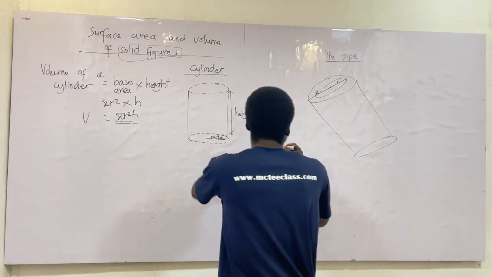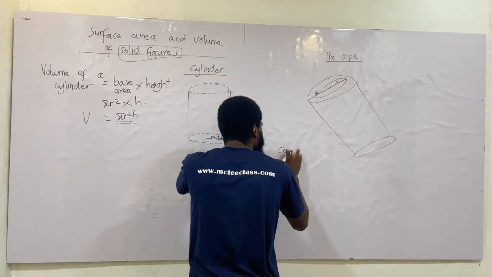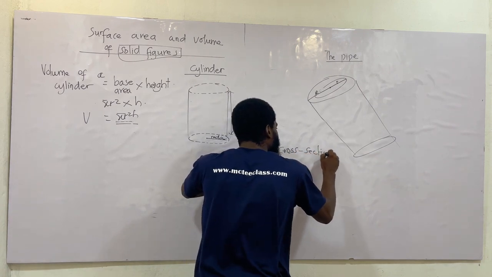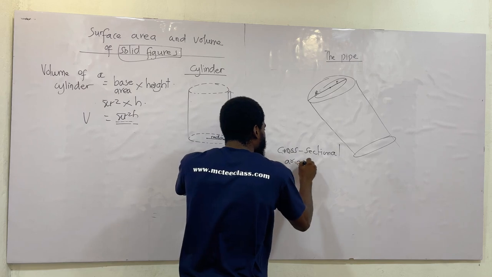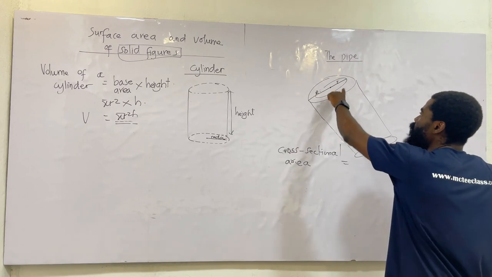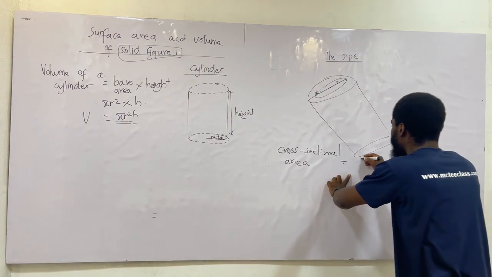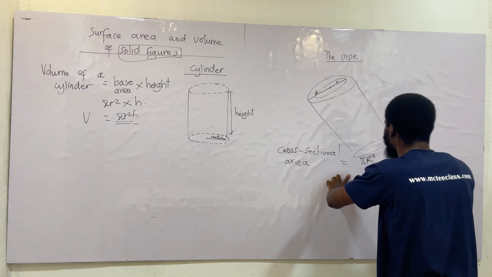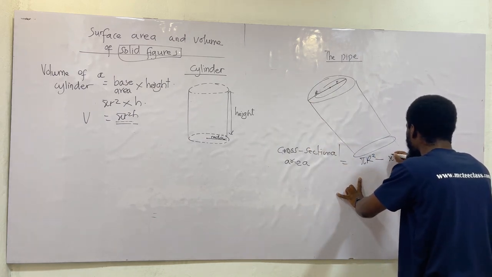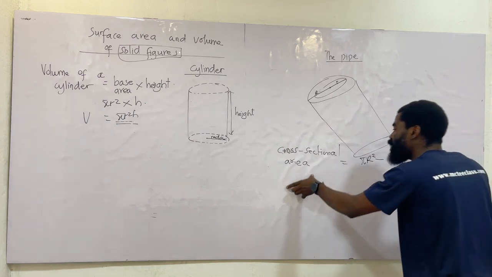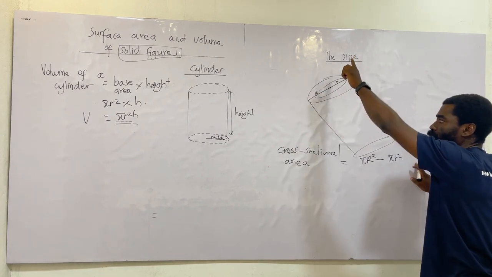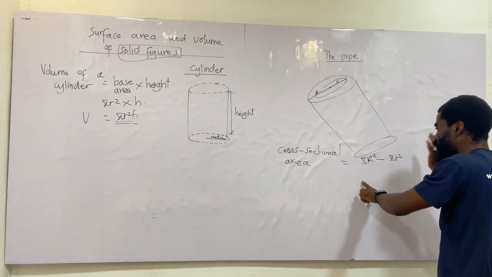So for a pipe, we will be told to find the wall cross-sectional area. If I'm finding cross-sectional area, it will be the area of the external one. How do we find area? That will be pi capital R squared, because capital R represents the external radius, then minus pi r squared, which is the internal. This is how to find the cross-sectional area of a pipe. If you want to find the volume of a pipe, we'll look at that one too.